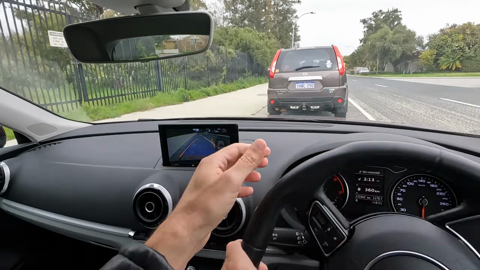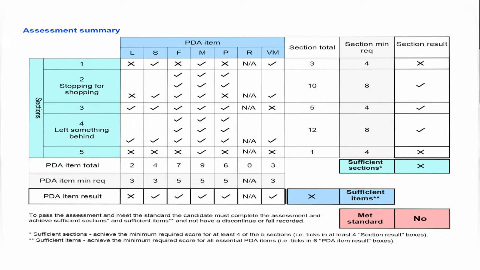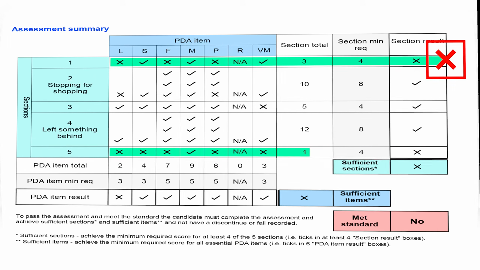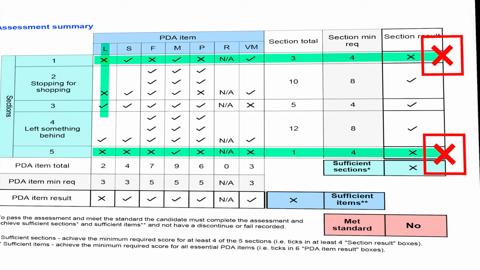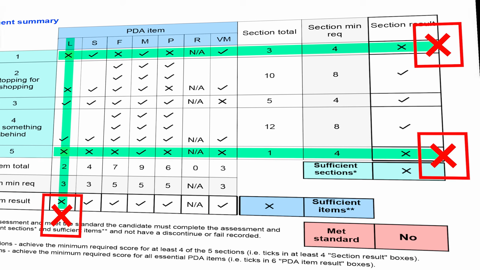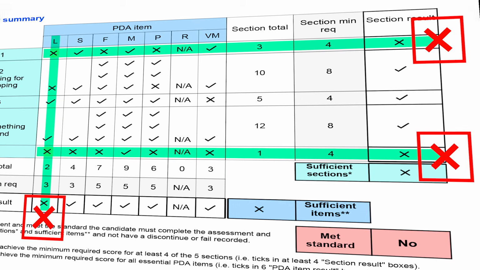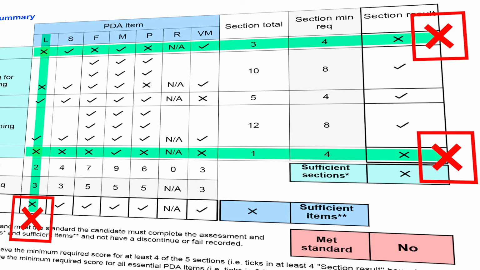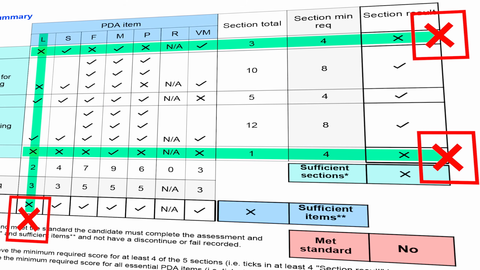Even if you make corrections, you can fail based on insufficient sections, which are the horizontal columns, or insufficient items, which would be the 7 criteria points: looking, signaling, flow, movement, path, responsiveness, and vehicle management. Responsiveness is usually marked as not applicable if no emergency stopping or similar events took place during the assessment.